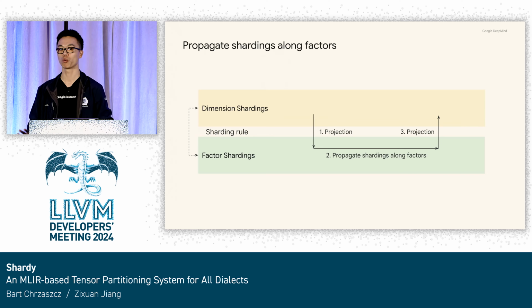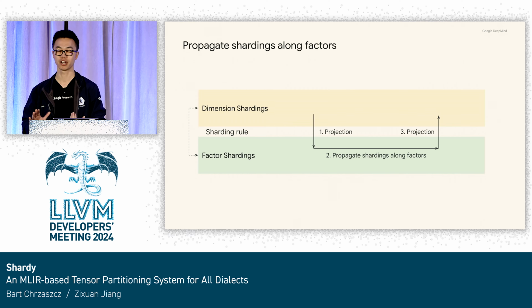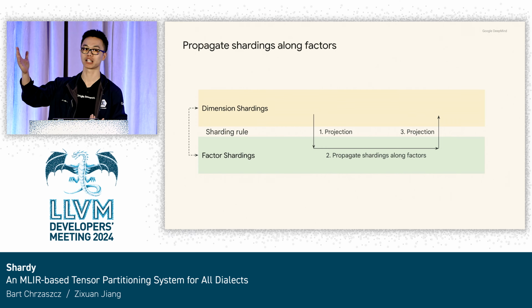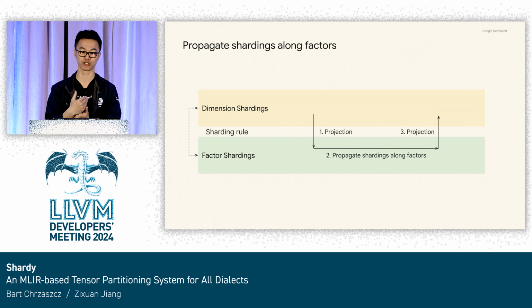This graph is an overview of how we propagate shardings. In essence, we propagate the shardings along the factors. To do that, we have three key steps. The first one is the projection from the dimension sharding to the factor sharding, and then we propagate the shardings along the factors, and then we project back to the dimension sharding space. And as we mentioned in the slides before, the relationship between the dimension sharding and factor sharding is bounded by this sharding rule.